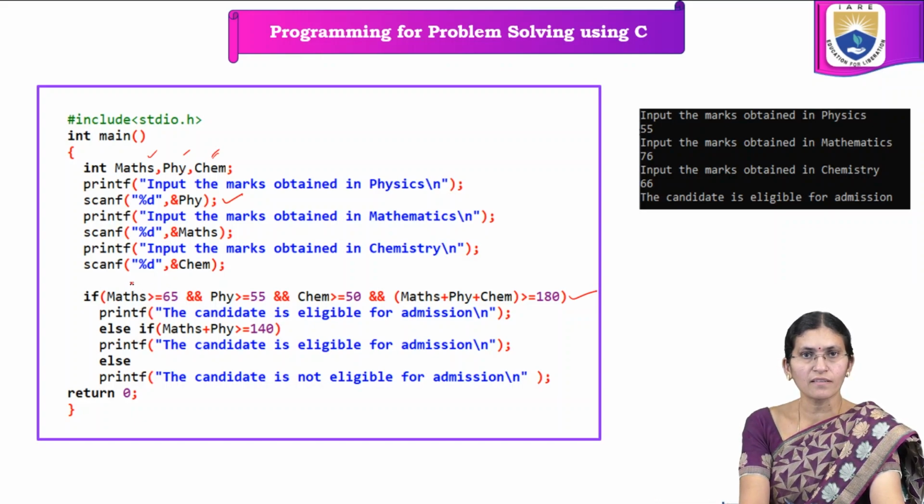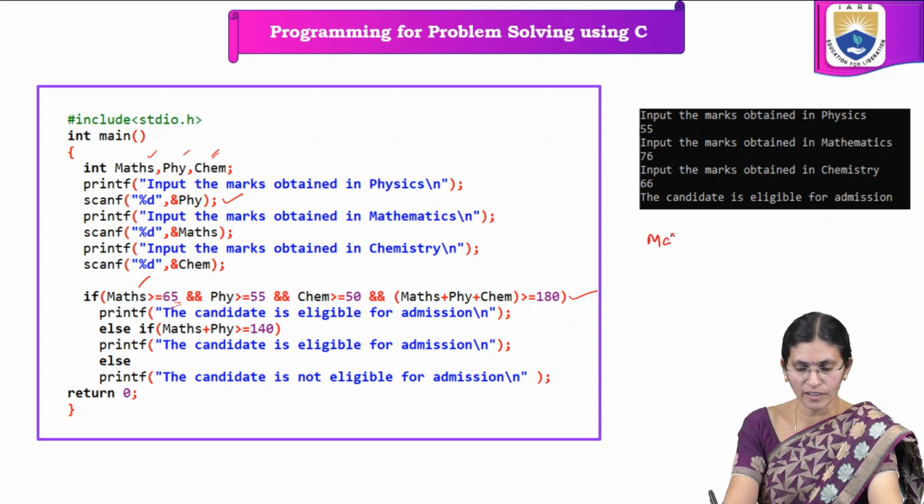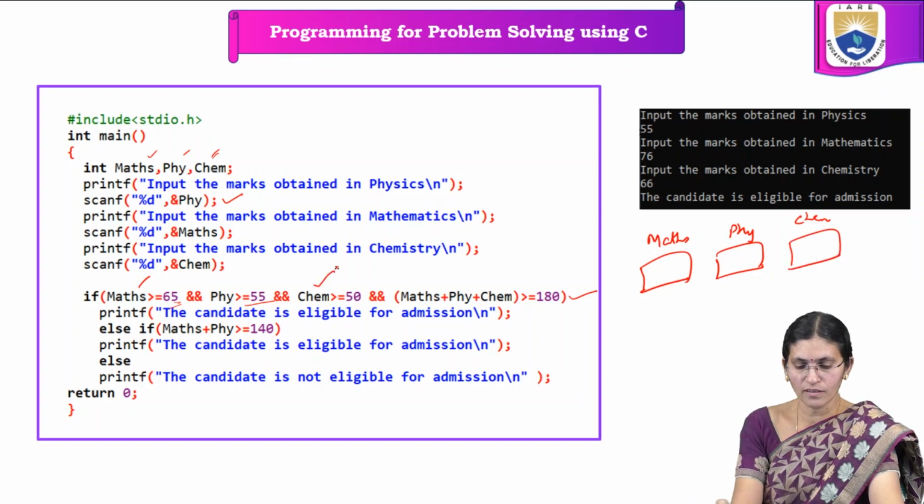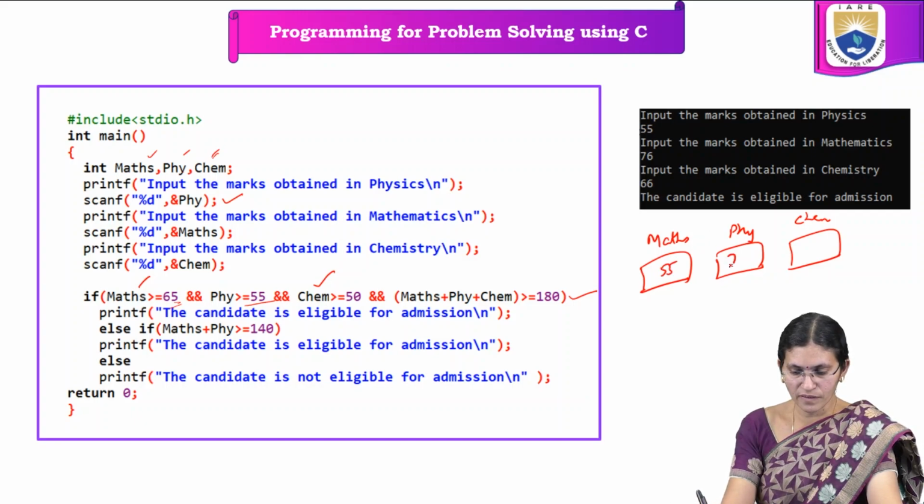If maths is greater than or equal to... maths is a variable which is used to hold the marks in the maths subject. Next, we have a variable phy, which is used to hold the marks in physics, and the other variable is chem, which is used to hold the marks in the chemistry subject. Suppose we enter this as 55, this is 76, and the last one is 66.